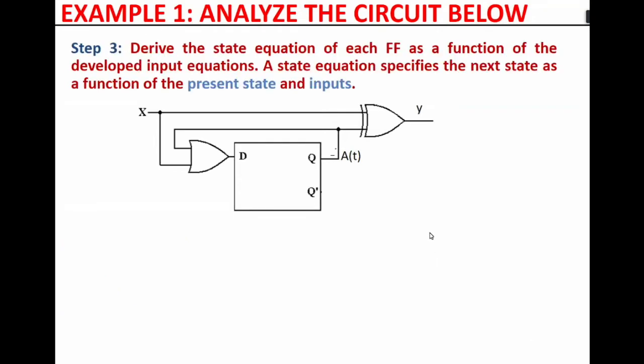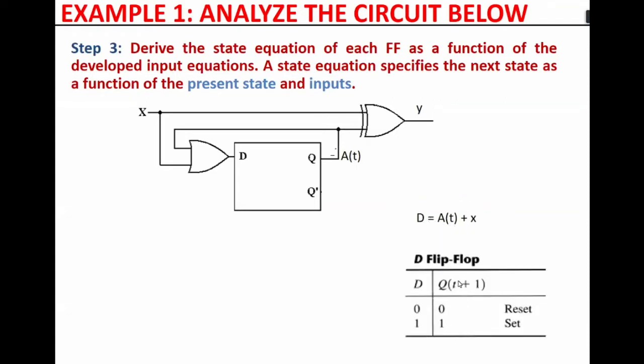Okay, now let's move on. We want to derive the state equation, the next state, as a function of the input. A state equation specifies the next state as a function of the present state and input. But for a D flip-flop, we found that D is that. If you look at the D flip-flop, the next state is basically what is at D.